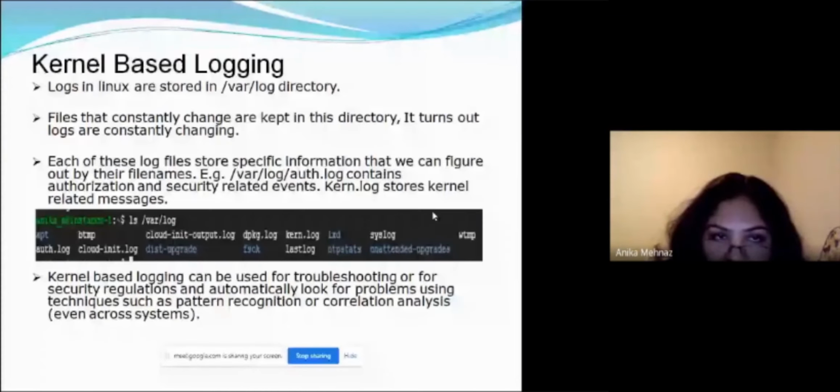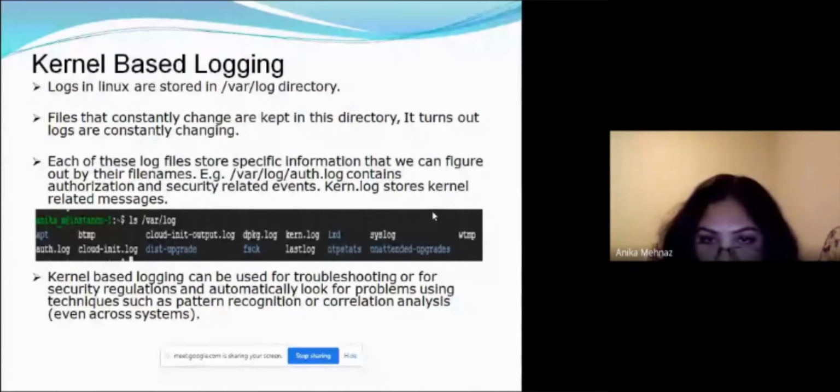The next one is kernel-based logging. This one is a very simple tool that you can use to check the activity in your system. Logs in Linux are stored in the /var/log directory. Files that constantly change are kept in this directory, and it turns out logs are constantly changing. Each of these log files stores specific information that we can tell by their file names.